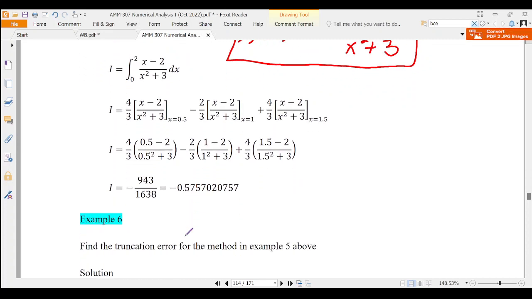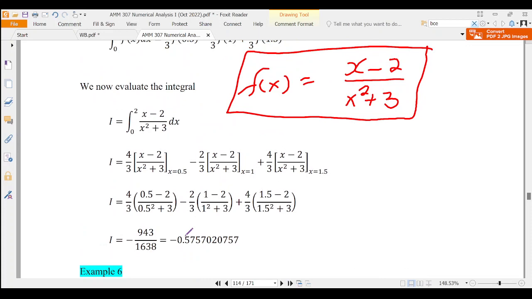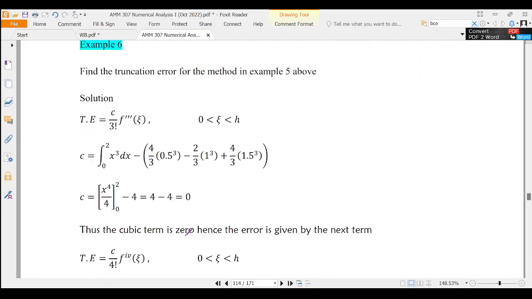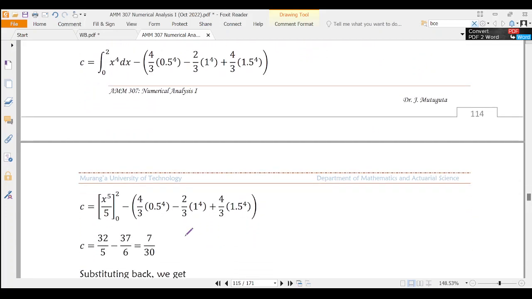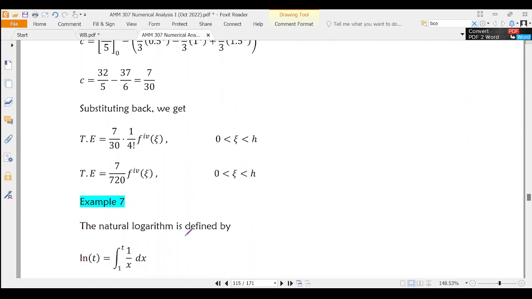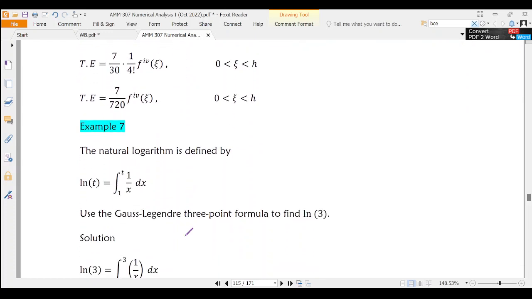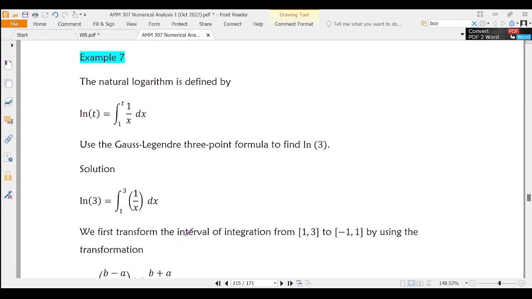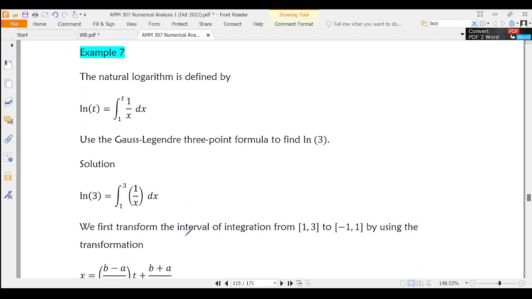So in this case, we can develop a method, whether we want a 2-point, a 3-point, or a 4-point. We can easily develop a method to solve a particular integral. There are other examples down here. I'll be giving you this note so that you go through the other examples given here.